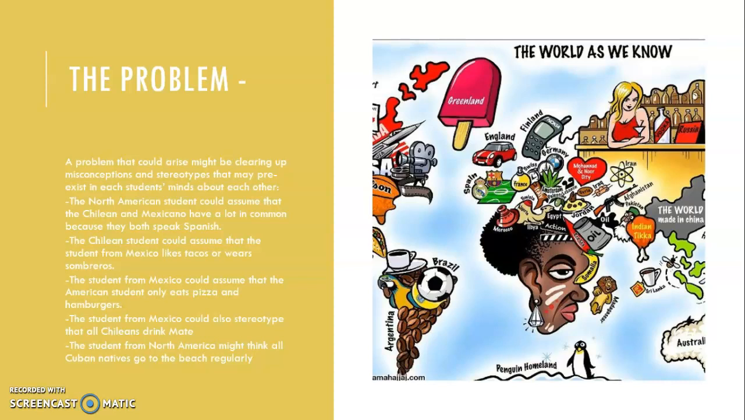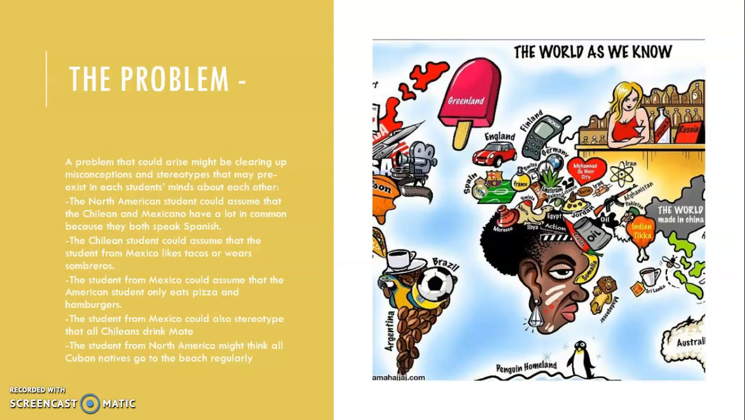A problem that could arise, especially in the group of 3, would be finding a commonality with all the misconceptions and stereotypes that would pre-exist in each student's mind. The North American student could assume that the Chilean and Mexican have a lot in common because they both speak Spanish. The Chilean student could assume that the student from Mexico likes tacos or wears sombreros. The student from Mexico could assume that the American student only eats pizza and hamburgers, when in reality, the Chilean eats more pizza than the North American student.